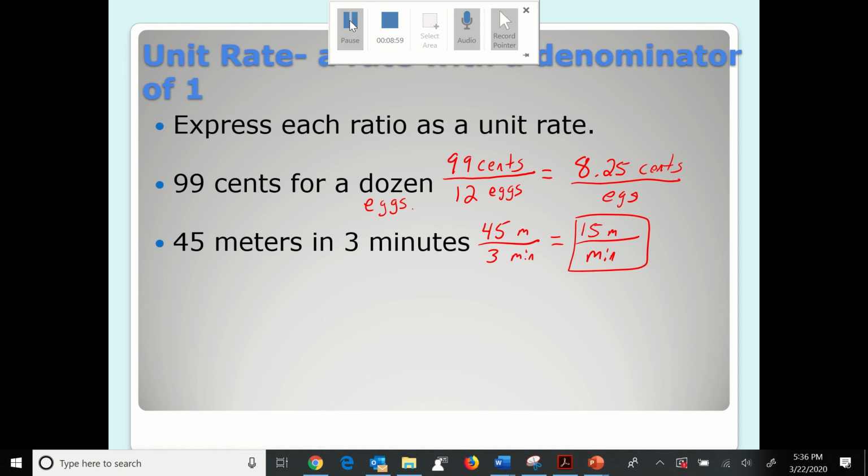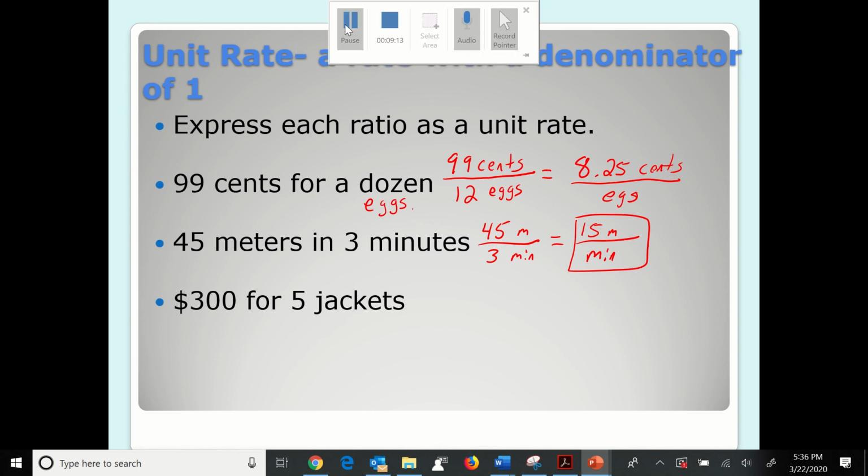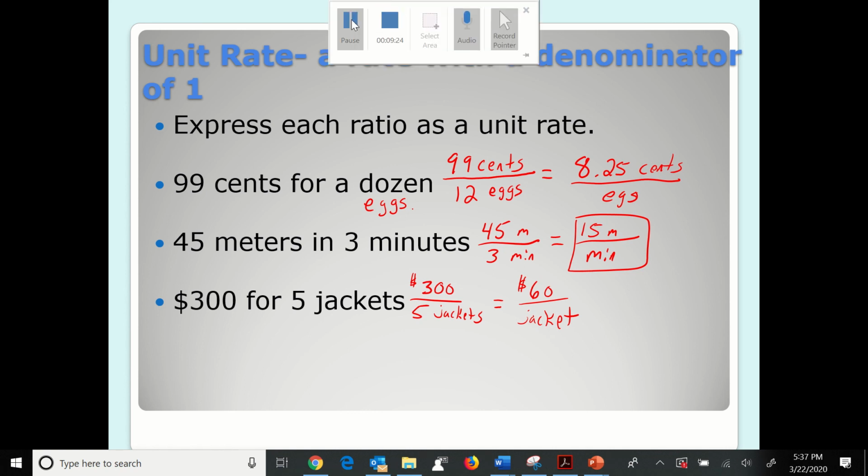So 45 meters per 3 minutes. We divide this out. 45 divided by 3, we get 15. So 15 meters per minute. Try this next one out here on your own. $300 for 5 jackets. Pause the video now and find that unit rate. So $300 for 5 jackets. We divide 300 by 5 and we get $60 per jacket. That is your unit rate per jacket.